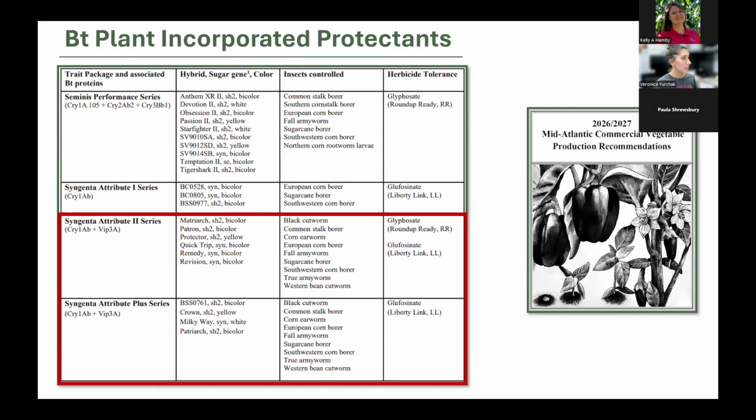Looking at now the Attribute 2 and the Attribute Plus. I'm going to go through these two trait stacks, or hybrids, together for the most part because they do have the same insecticidal proteins in them. So when it comes to corn earworm control, they're identical. The differences really come into play with the herbicide tolerance, where the Attribute 2 has glyphosate and glufosinate herbicide tolerance, whereas the Attribute Plus only has glufosinate tolerance.